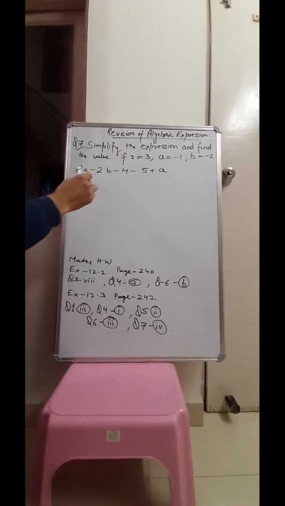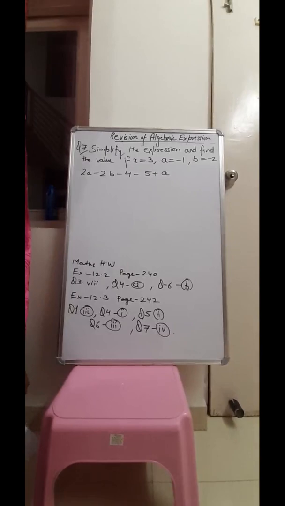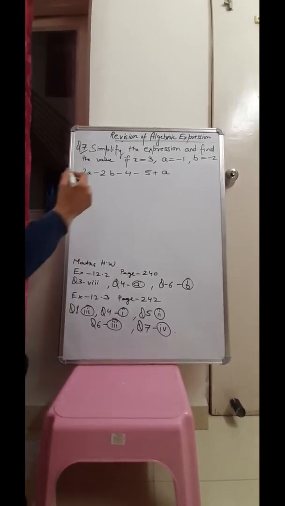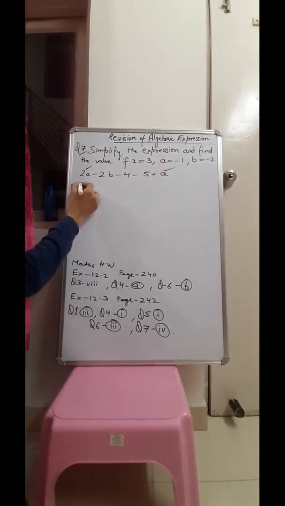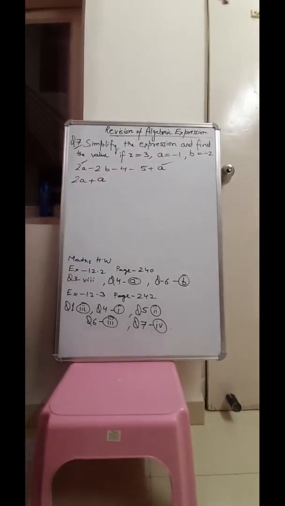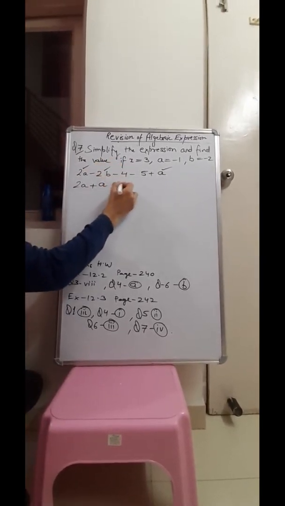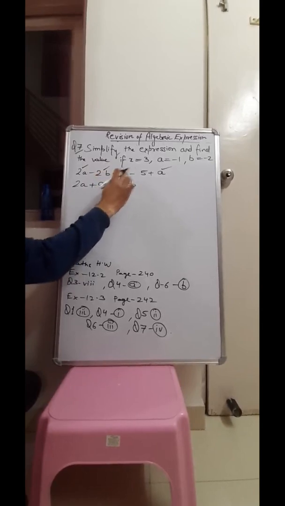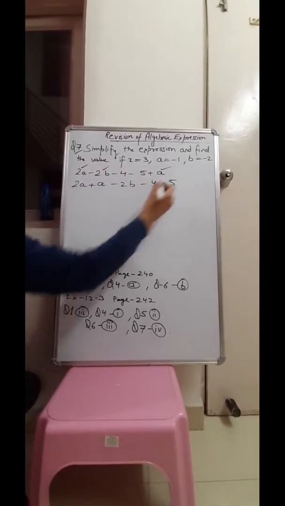So first, this is your expression, 2a minus 2b minus 4 minus 5 plus a. So first we are going to arrange the like terms. So 2a and a, these are your like terms. So here first we are arranging the like terms. 2a plus a is a like term, minus 2b is the unlike term because we are not having any other b, and -4 and -5 both are your constants.